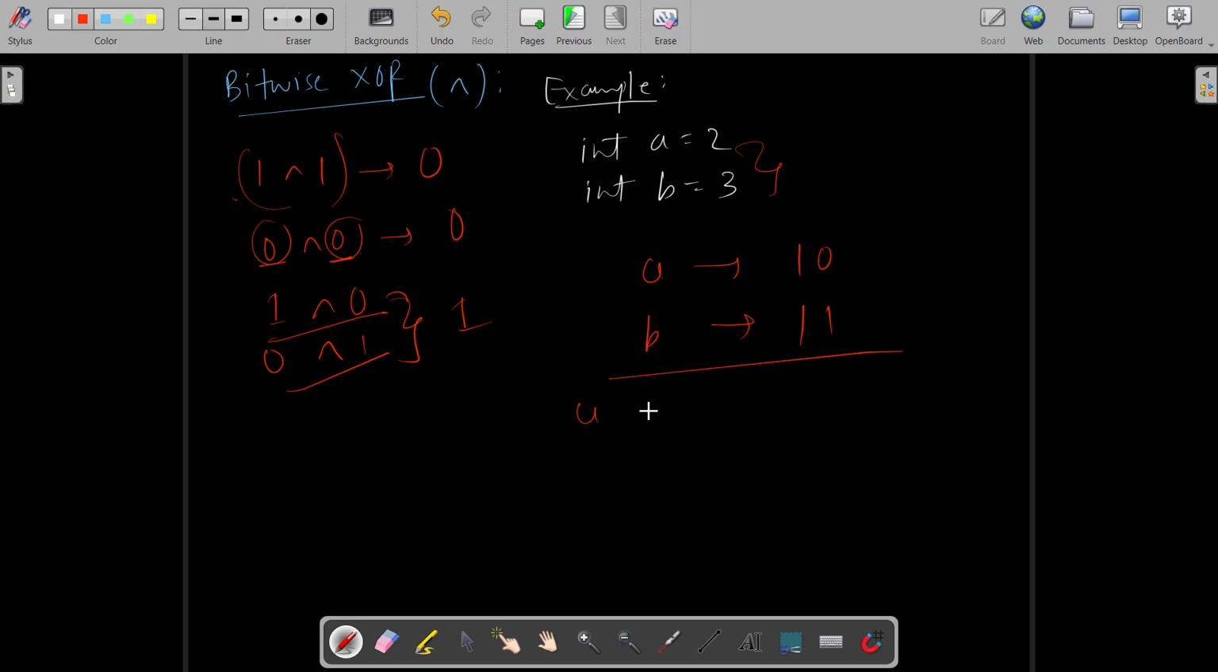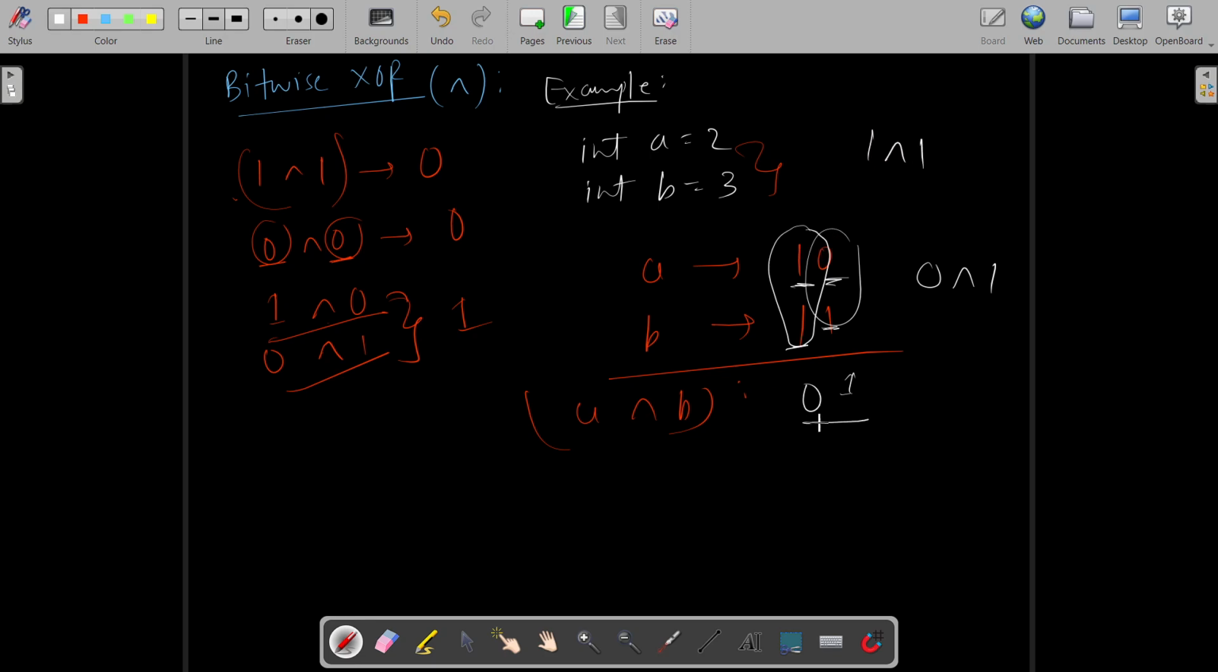Now, a XOR b gives us the value in the ones place. 0 and 1 are different, right? So 0 XOR 1 gives us 1. And in the tens place, both the bits are the same, 1 and 1, so it gives us 0.